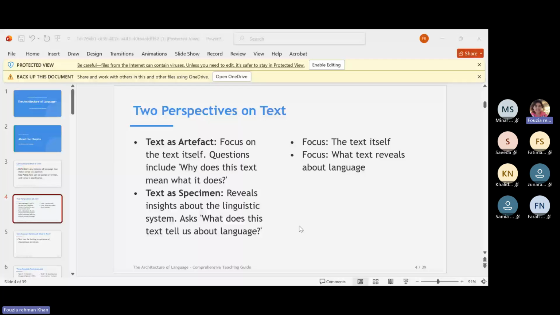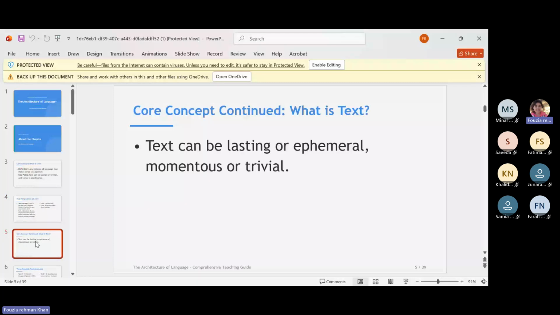What do you mean by ephemeral? I think this vocabulary from Halliday's book, or for that matter from Butt's book, is easy. We don't have much problem with that. Oh, I have forgotten to change the slide. Okay, we are here. Text can be lasting or ephemeral. It can be momentous and it can be trivial. These can be the characteristics of a text, which makes it very, very broad. What is ephemeral?